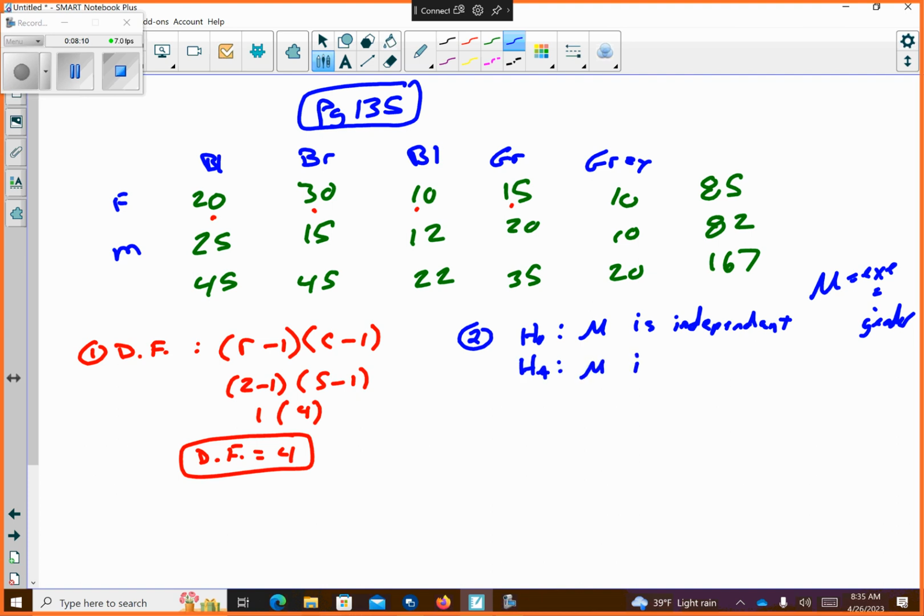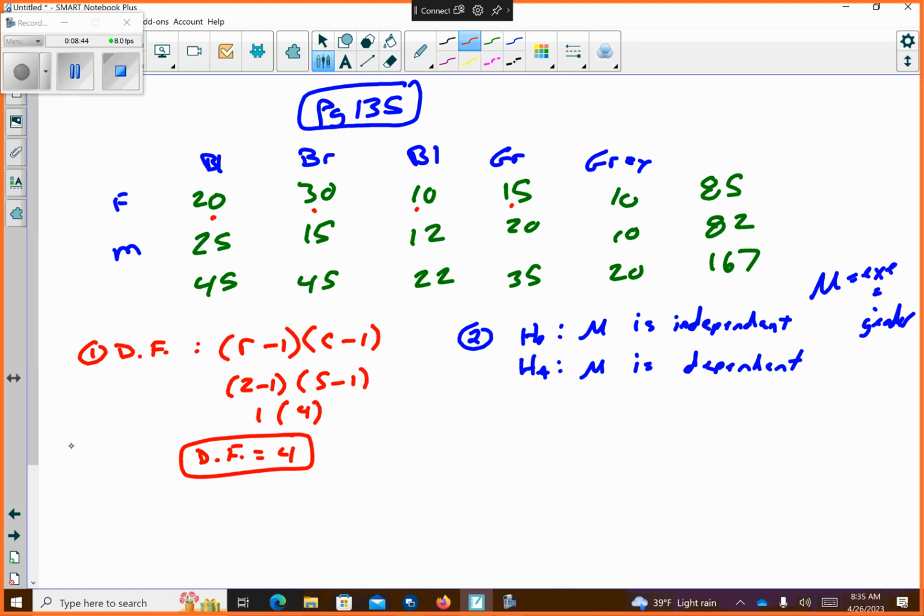And mu is dependent. Okay, meaning gender affects eye color or gender doesn't affect eye color, or eye color affects gender or something like that. All right. So now we want to create our chi-squared values. Okay. So this is going to be kind of extensive. See if you can follow me on this.